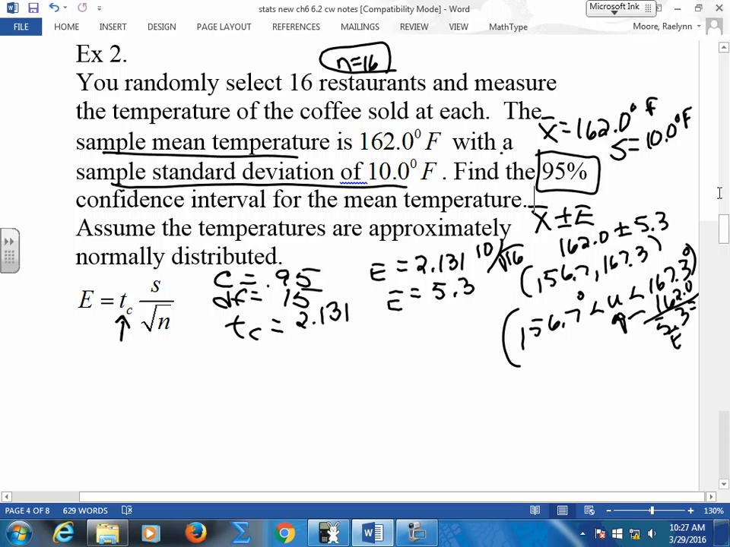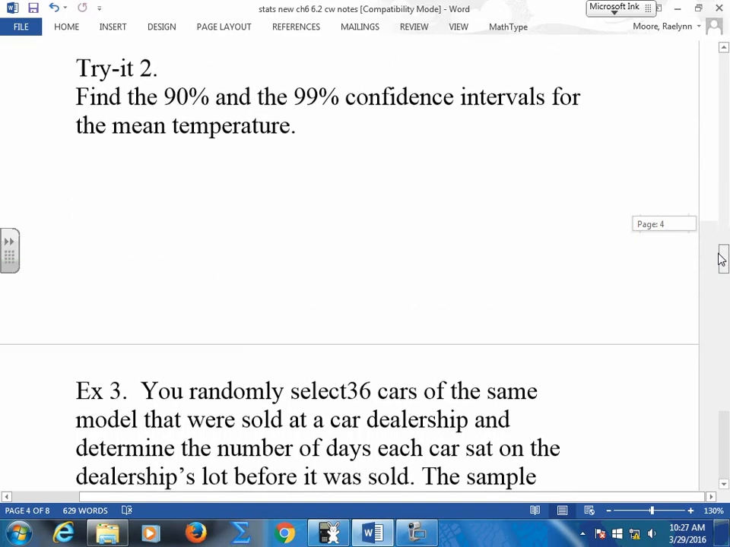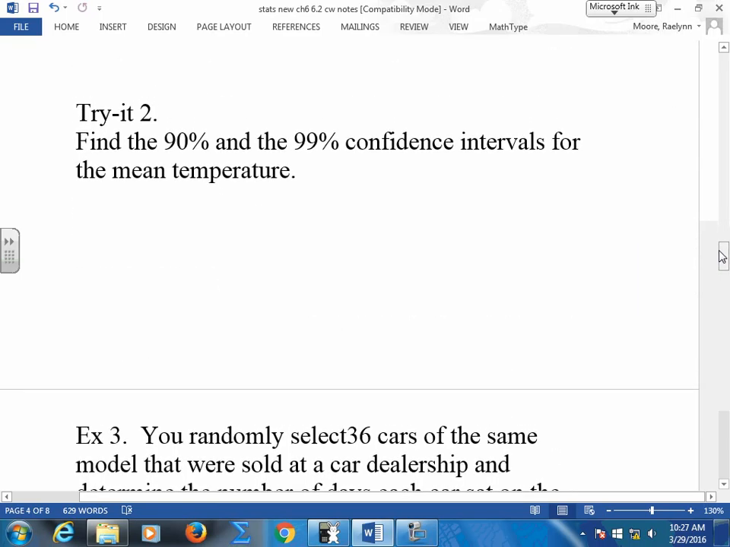All right, you guys do try it too. Now, you use your calculator. Life is a piece of cake here. You only have to change one thing each time. I'm going to pull up the other one. For 95, we had.